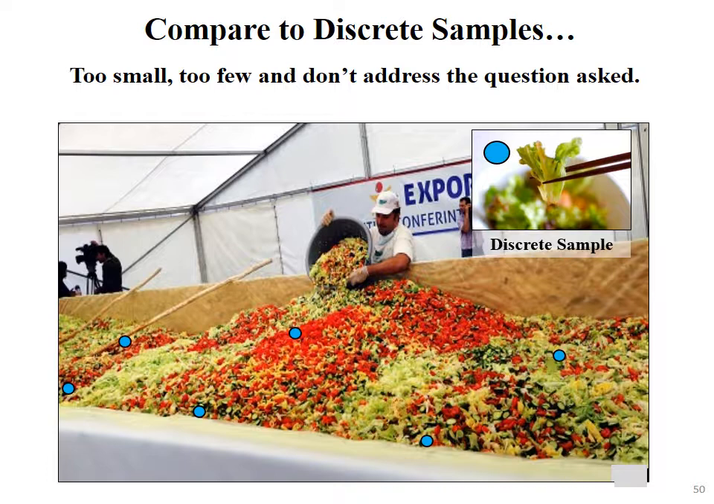So look, this is probably the size of actual discrete samples. What can I do with that data? In the past, I might have tried to make isoconcentration maps and such, or calculate averages. And you can see the limitations of this approach compared to multi-increment sampling approaches. The samples are too small, they're too few, and they don't address the question asked. The question asked is, what is the true concentration of tomatoes in the salad, or the mean?